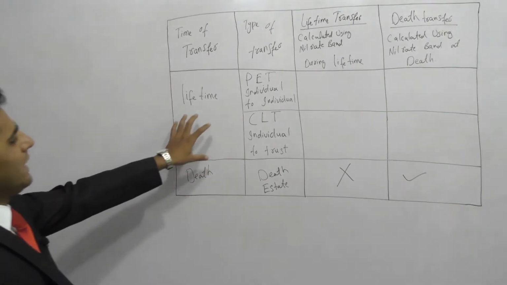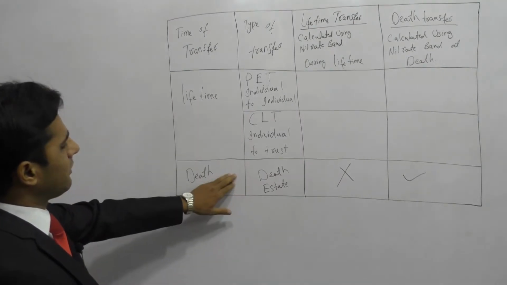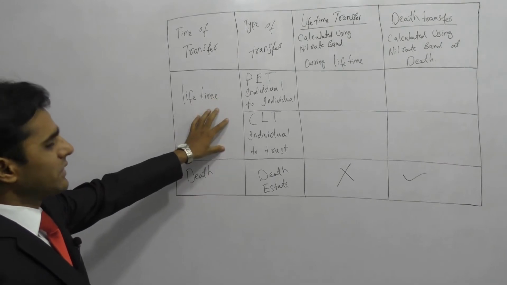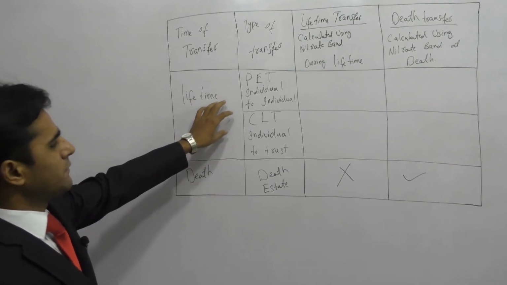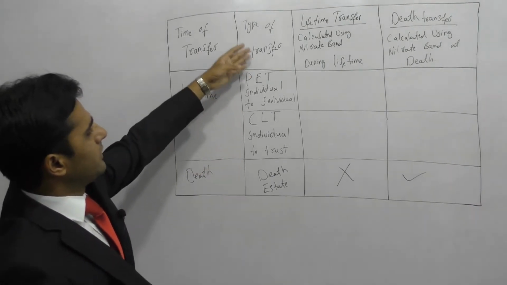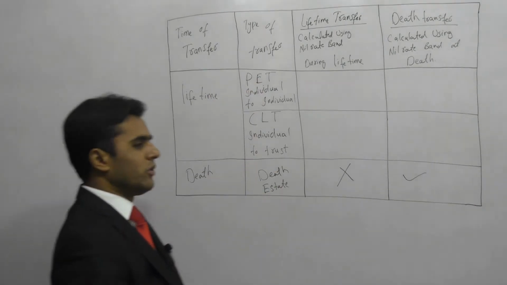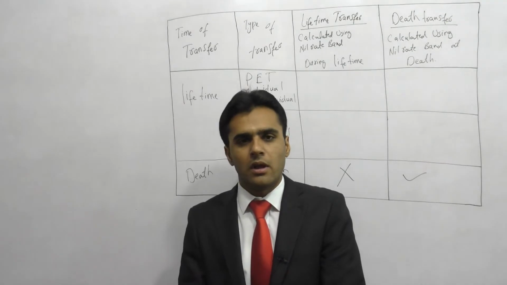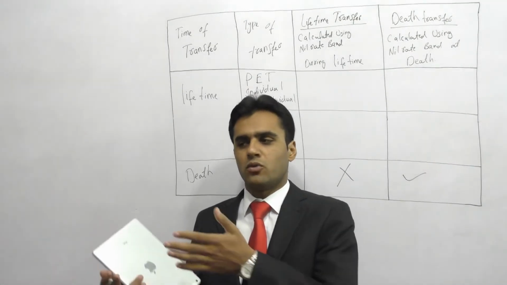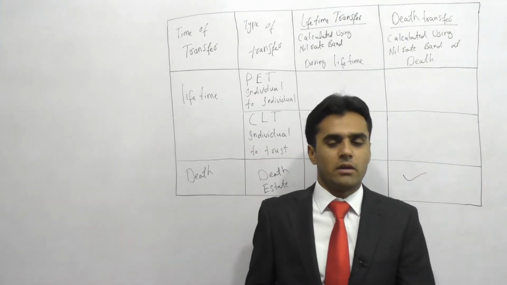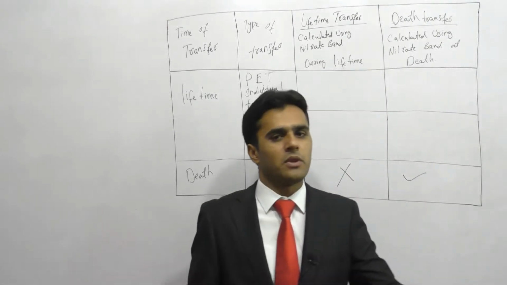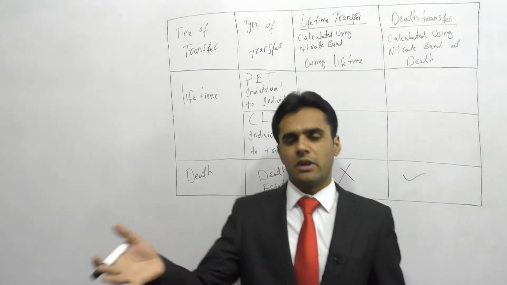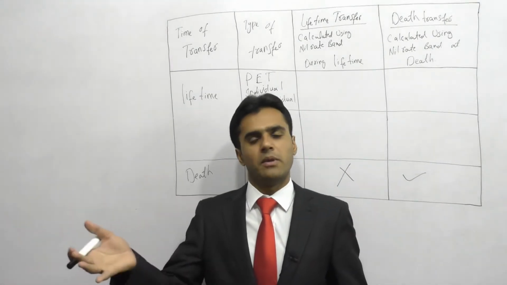Now if we talk about the lifetime transfers, because the death one is already done, only one is left, which is lifetime transfer. Now a lifetime transfer can be of two types. If you see here, type of transfers. During lifetime we can make a gift either to an individual, so if Mr. A gifts to Mr. B, or Mr. A gifts to a trust. So there are two different types of things. When Mr. A transferred to another individual, Mr. B or Mr.